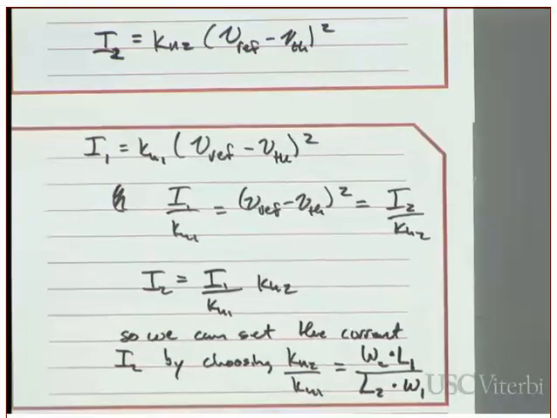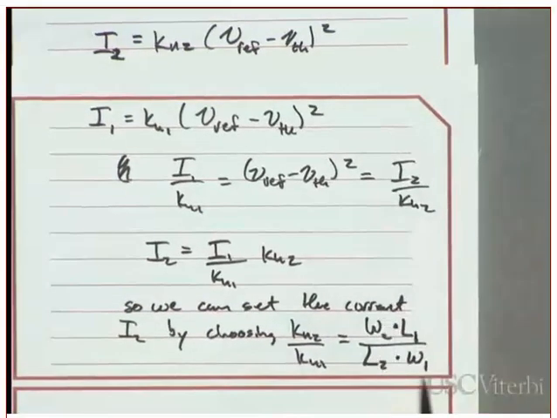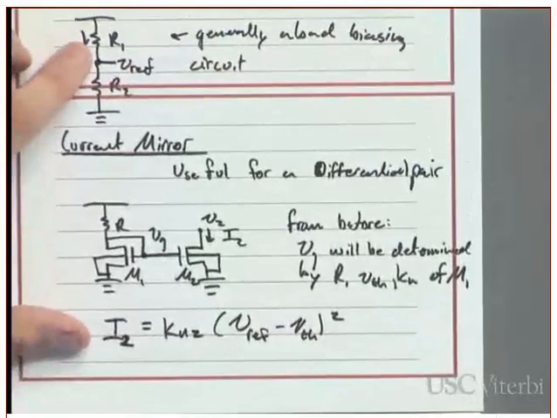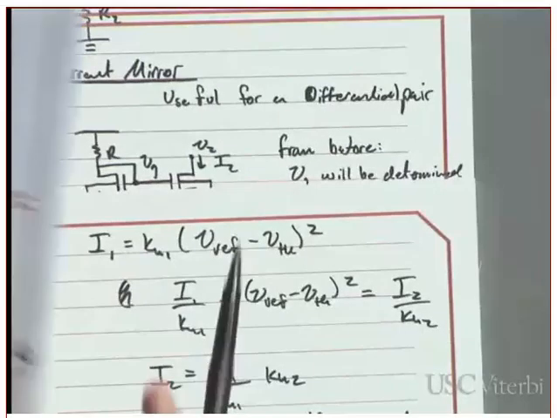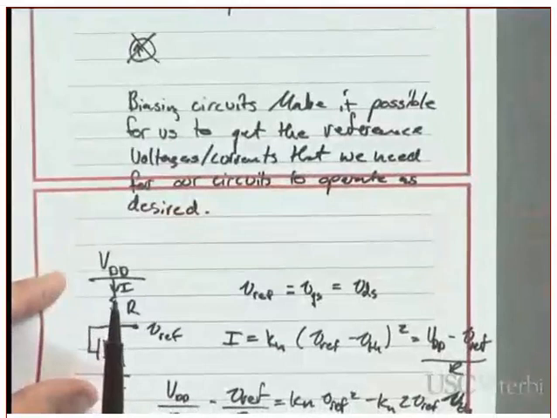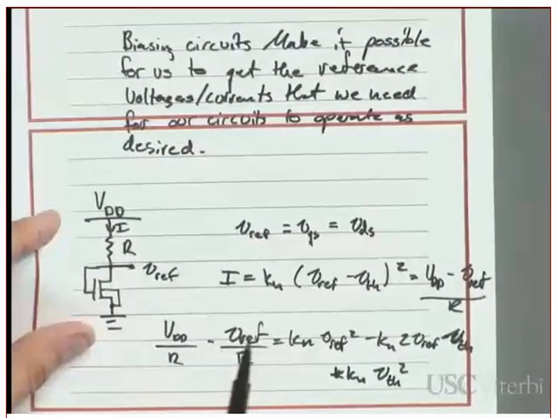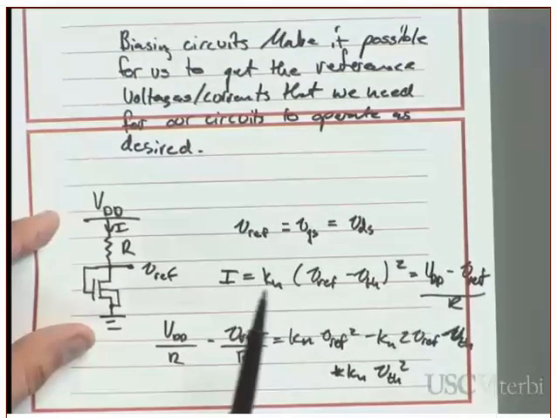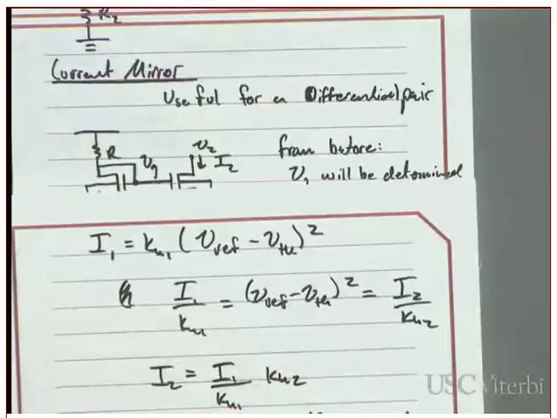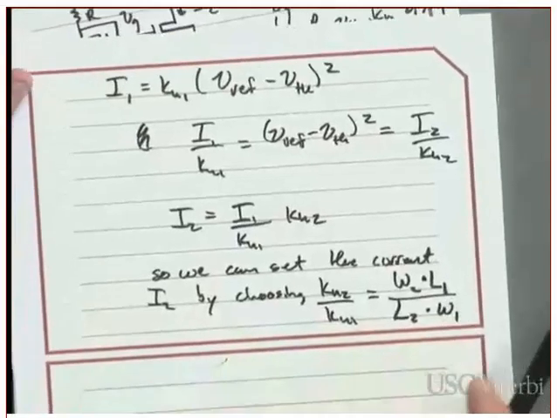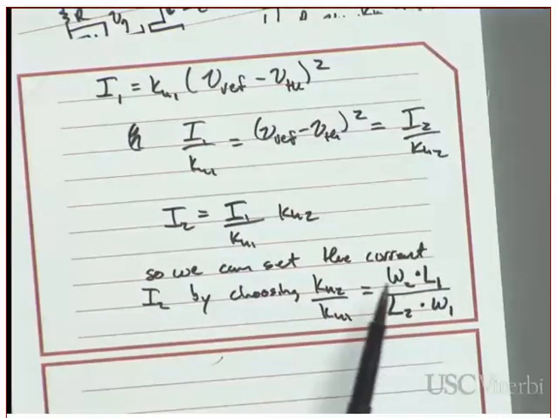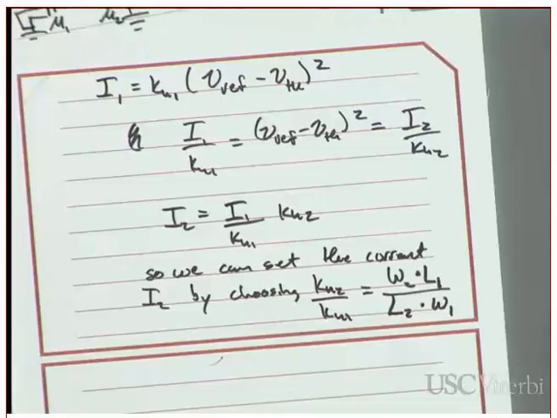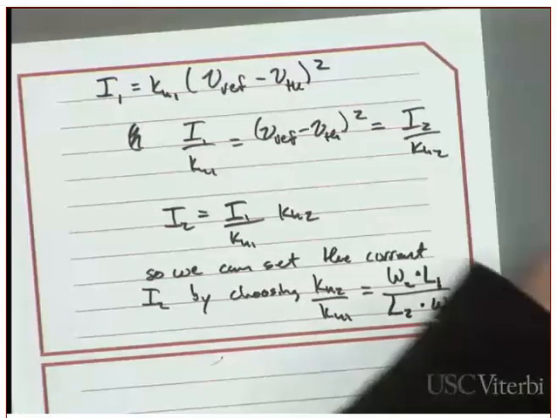So the ways that you tune this circuit are obviously by choosing this ratio, and then of course by choosing I1 in the first place, which is going to be set by the resistor. I'm sorry, I'm going to go all the way back here. It's going to be set by the resistor here, according to this right here. So according to this equation right here, you set I1 and then you set I2 relative to that by choosing the relative width and length of those two transistors. Okay.